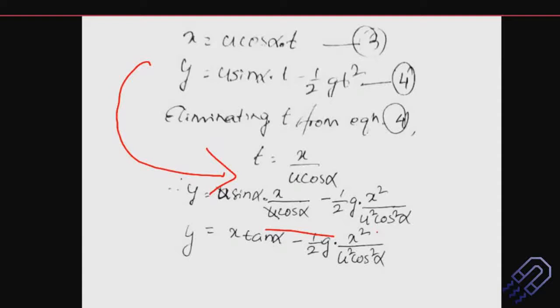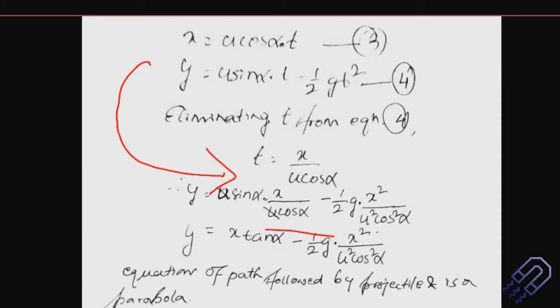So you look into this. This is nothing but the equation of a parabola. In a parabolic equation, you can have variables divided into parts, but there should be a square term. So you see, this is x square. Second term is minus half g x square by u square cos square alpha. So y is dependent on x square, and that means it will follow a parabolic path. So this is the equation of the path followed by a projectile, and it is a parabola.